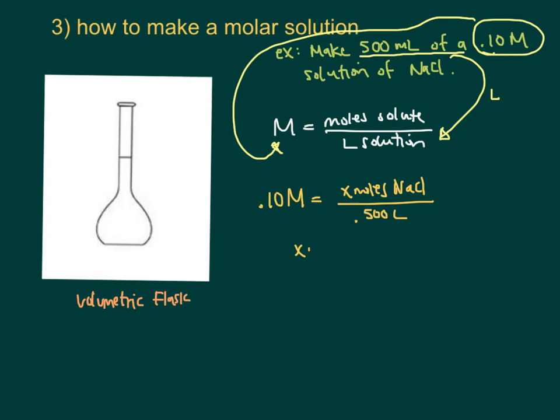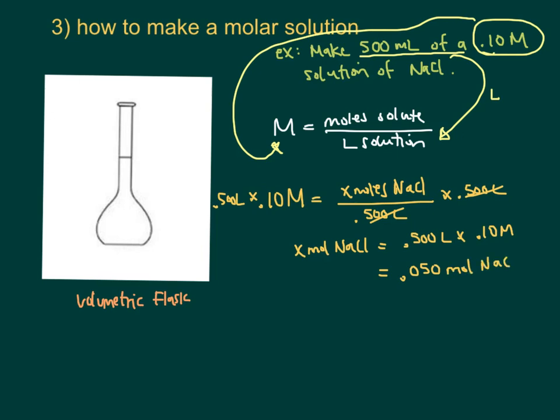When you calculate your moles of sodium chloride, it's going to end up being 0.500, because remember, we have to multiply both sides by 0.500 liters to get that off of this side. And that, of course, is going to be multiplied by 0.10 molar. So we end up needing 0.050 moles of sodium chloride.